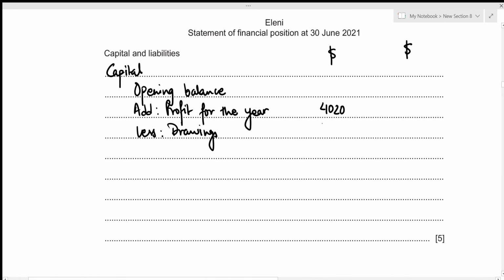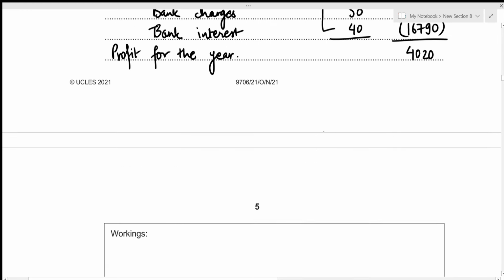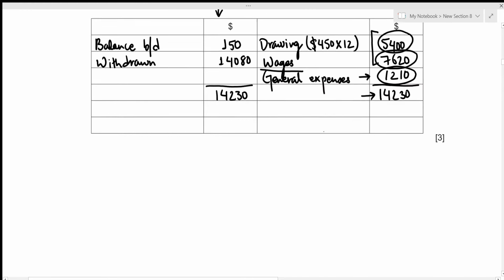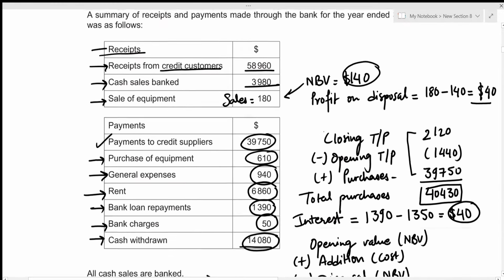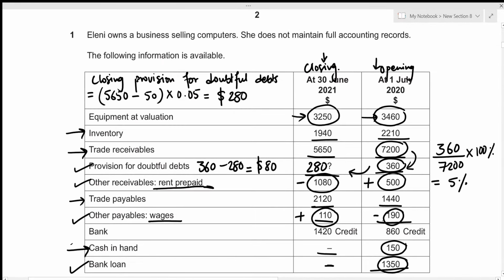So that's 5,400. Now for the opening balance of capital, capital is not mentioned anywhere in the given information. So we need to figure it out by ourselves. And how do we do so? We already know that this column gives the values for the opening date, meaning that we can figure out the opening balance for capital from this column as well. We know the equation that assets equal capital plus liabilities. So we need to figure out the capital. In order to do so, let's first figure out the total value of the assets from this column.